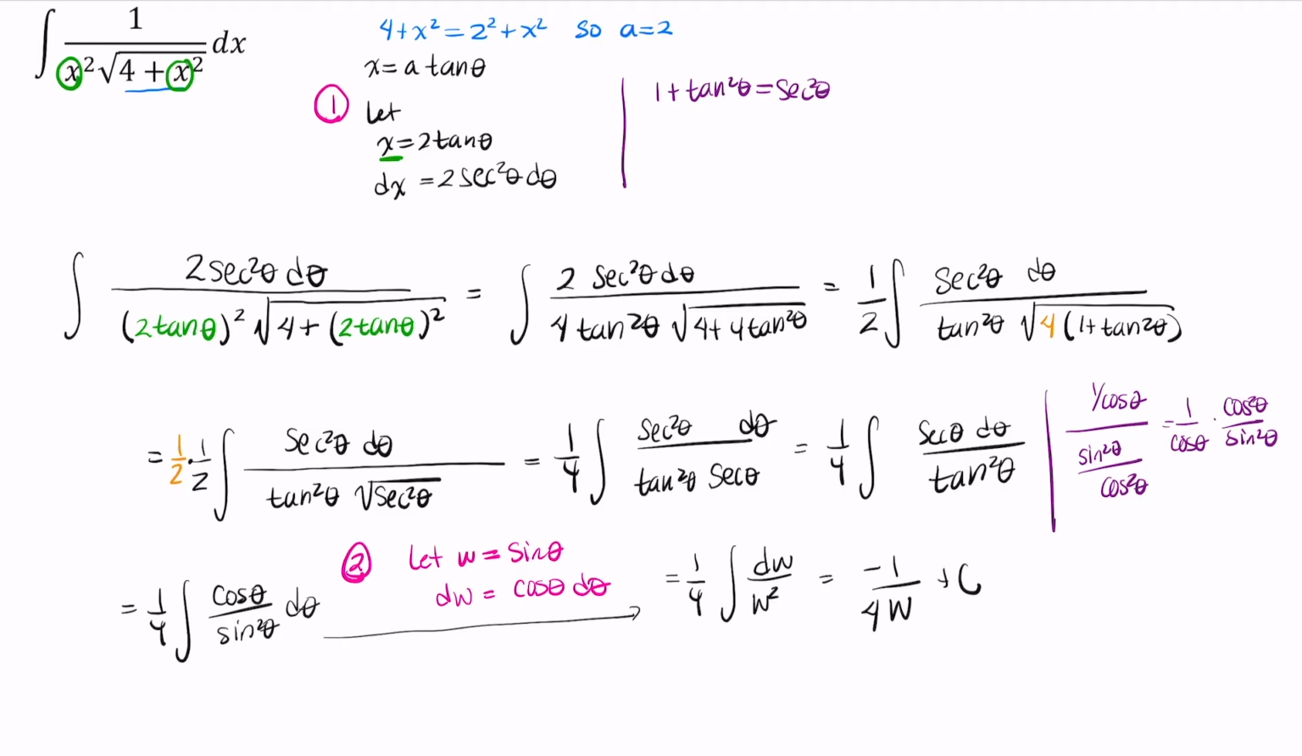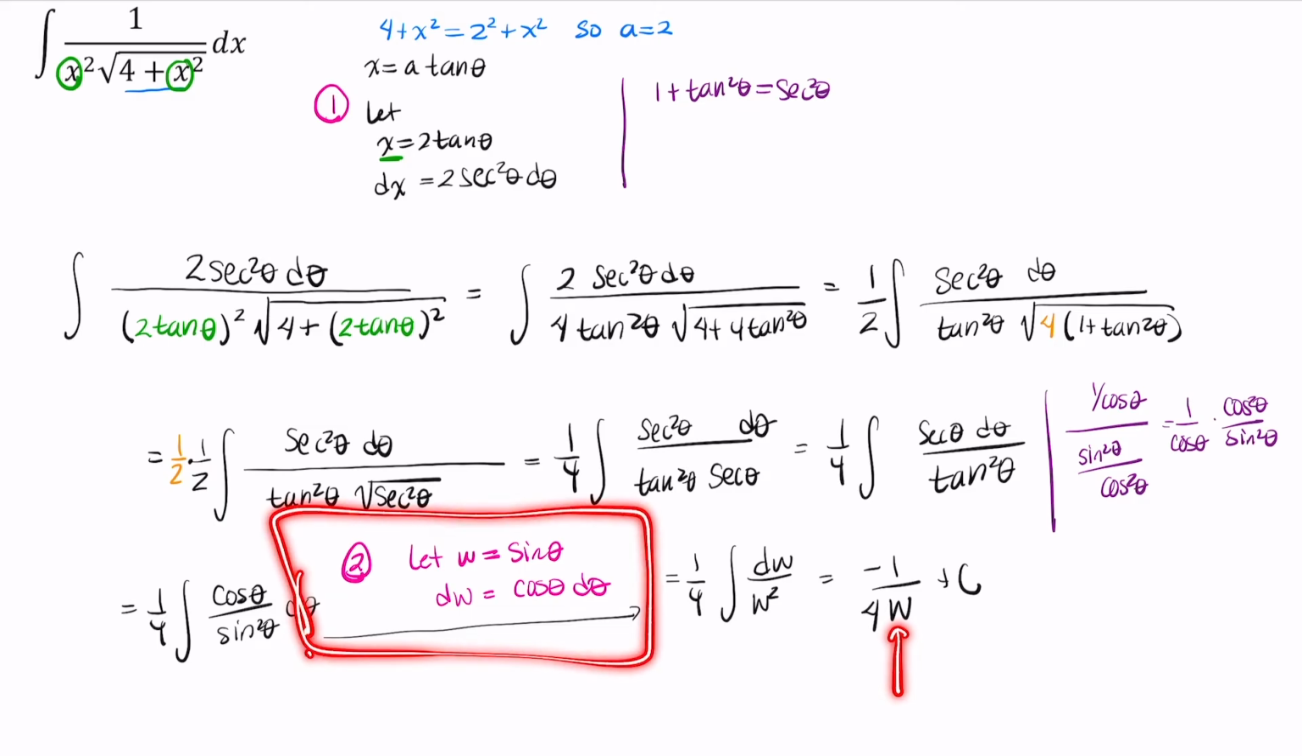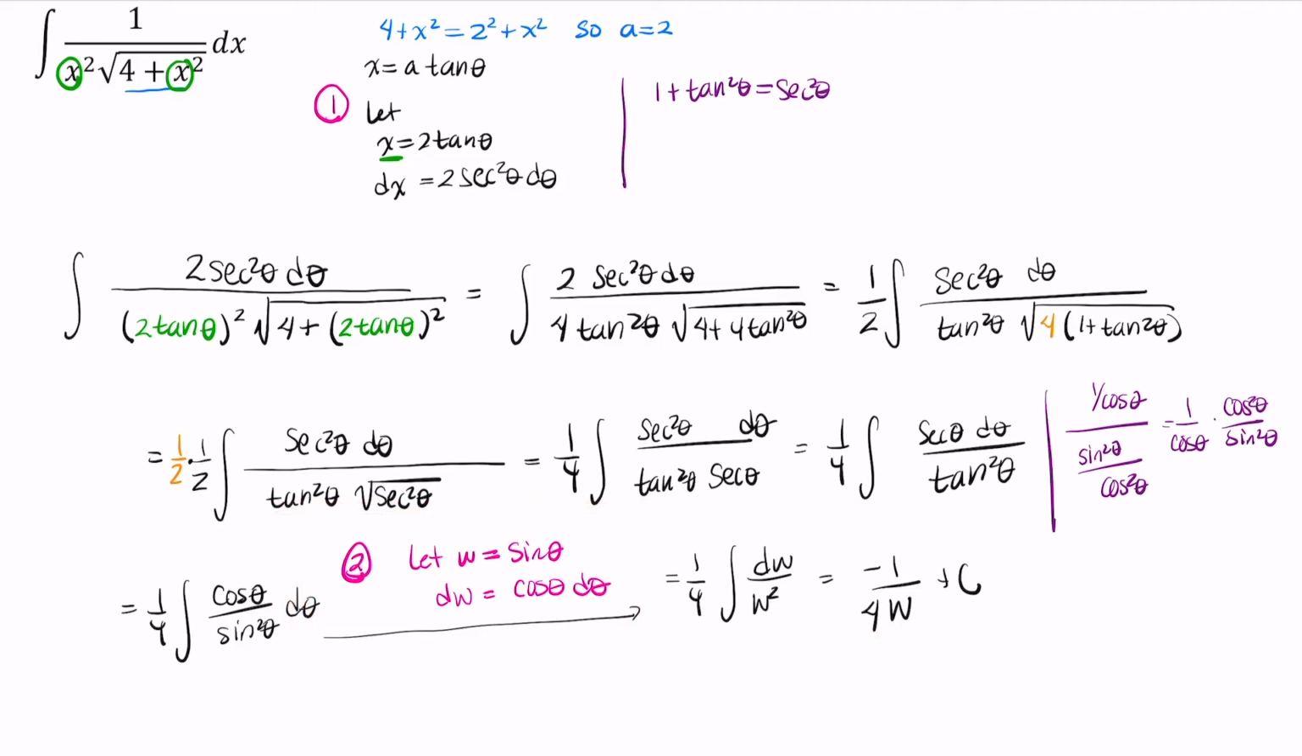And so we have w's here, but we started with x's. So the first thing we need to do is undo the most recent substitution here. So this w is actually sine theta. So I should have a sine theta in that denominator. So let's undo 2 to get negative 1/4 times 1 over sine theta plus a constant. Okay, so we've undone 2. Okay, let's undo 1 now.